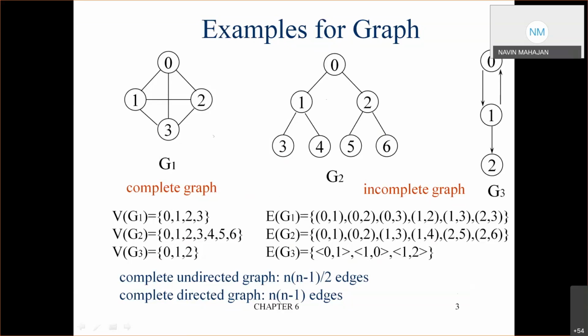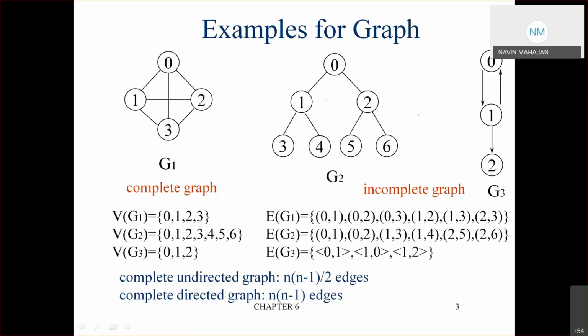For a complete graph, if it is undirected, then the total number of edges will be n(n-1)/2. And if it is a directed graph, then it will have n(n-1) edges. Why not divided by 2? Because each edge in an undirected graph is represented by two edges in a directed graph.